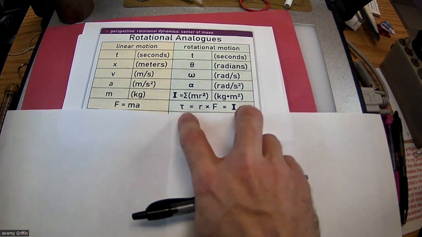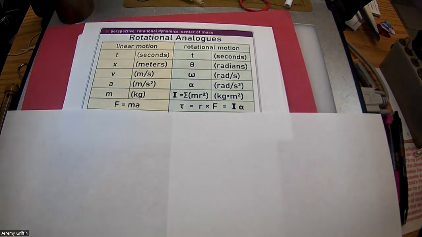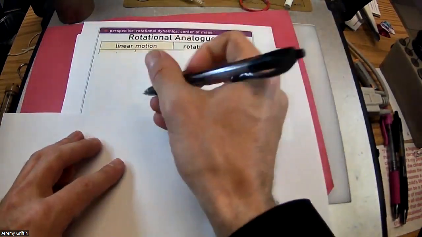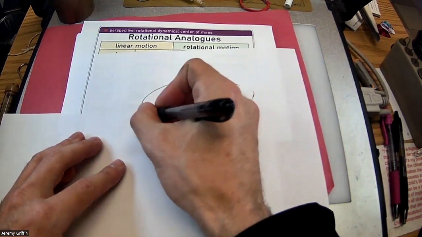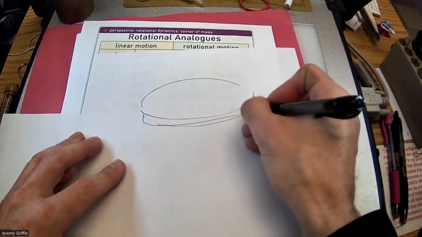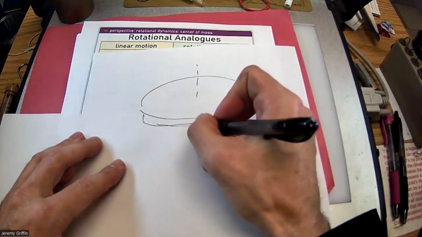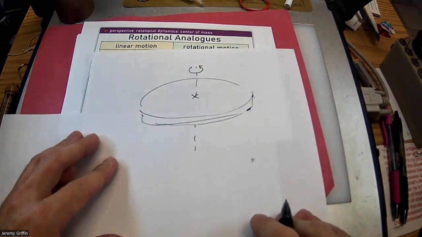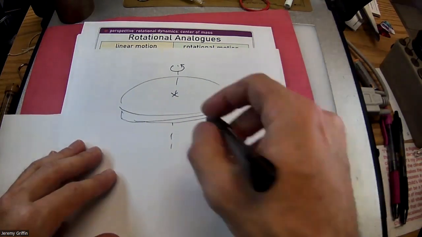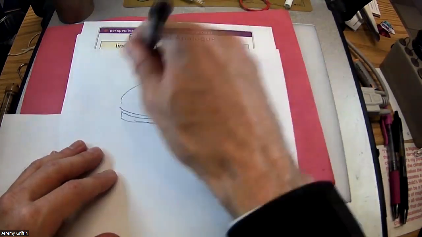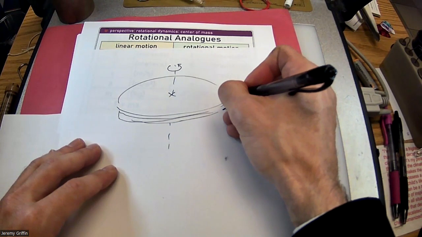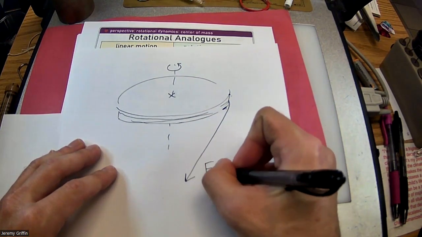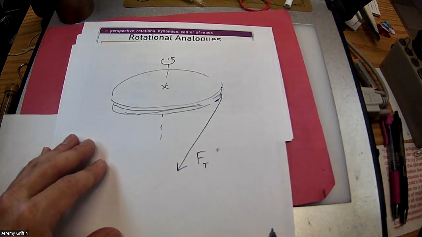I'd like to run through an example specifically. Actually, let's do that. Let's say I have a turntable, and it can spin about this central axis right here, and rotate. And I wind a string around it. Now it's got a string around this. Okay? And I'm gonna pull with some tension force. I'll call it F sub T, some tension force.